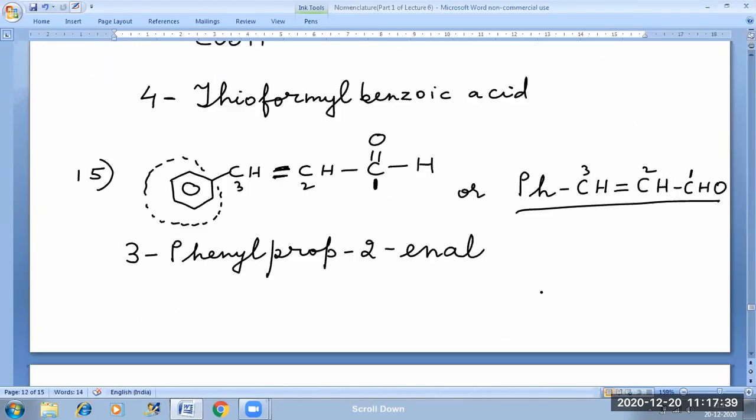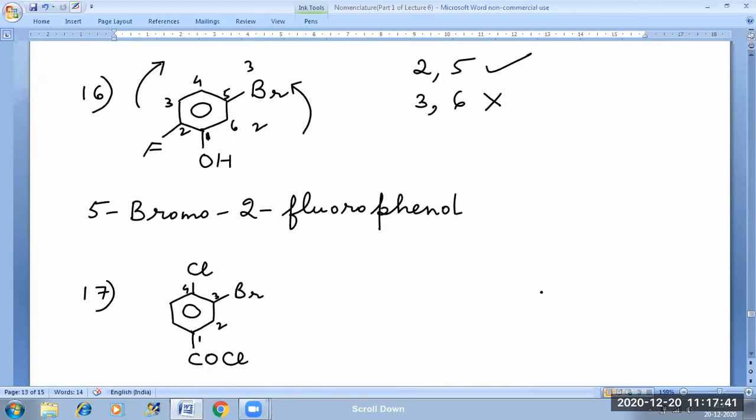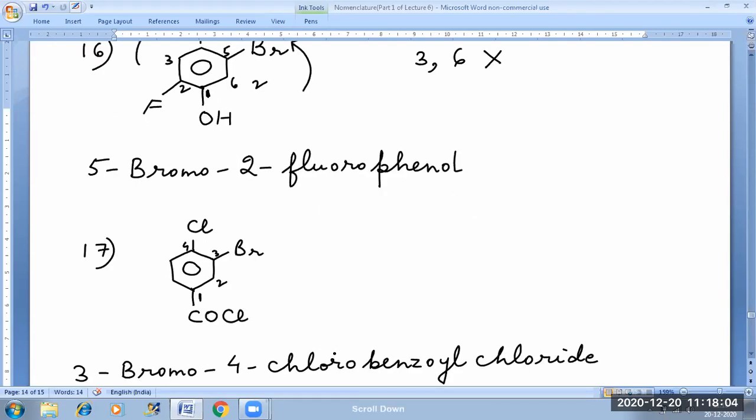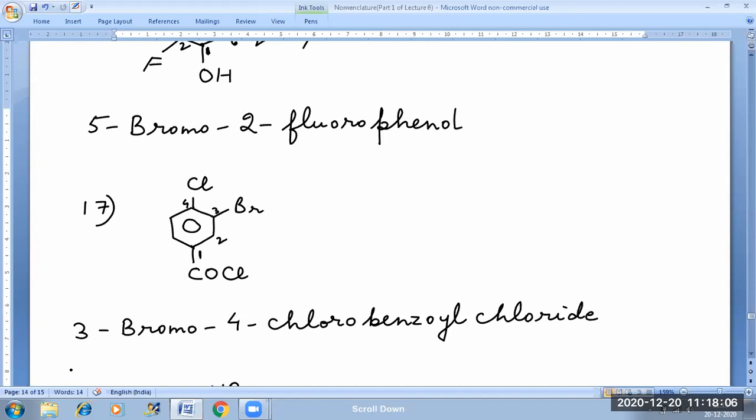Okay. Next one, 17th one. Again, COCl is acid chloride, and that is the principal functional group. That is why this carbon has been numbered 1. The positions of substituents will be 3, 4. At the third carbon I have bromine, and at the fourth carbon I have chlorine. So this will be the name.